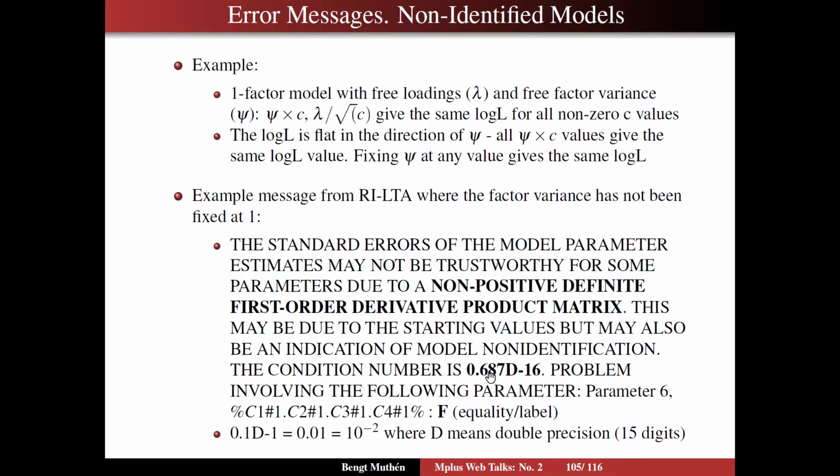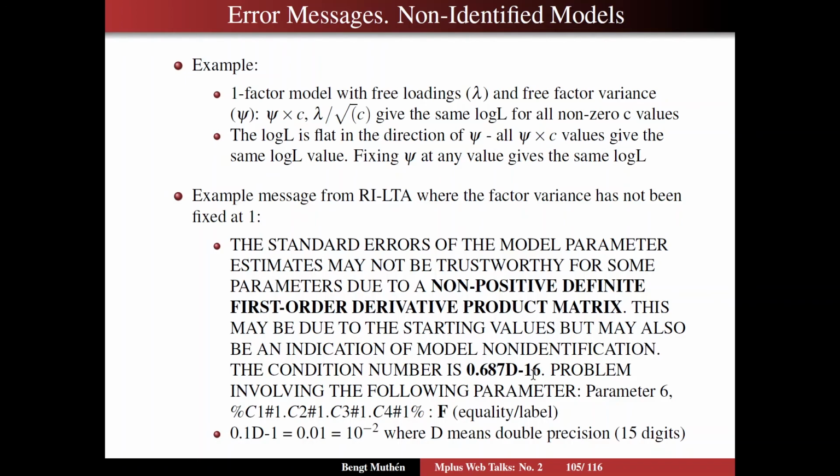But what does this mean? For those of you not used to that notation, here's an example. 0.1 d minus 1 means 0.01, which is 10 to the minus 2, where d means double precision, working with 15 digits. So 10 to the minus 2 is 0.1 d minus 1. Here you have d minus 16. So very small value, certainly lower than the 10 to the minus 10 threshold that we talked about in the previous slides.